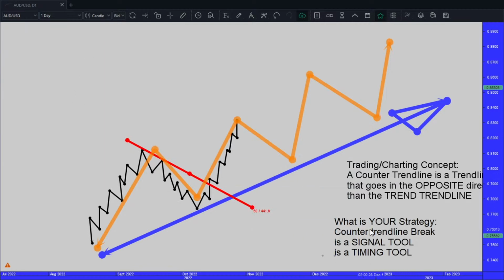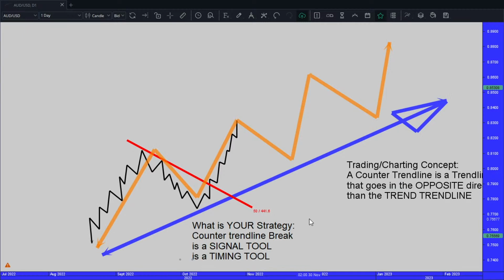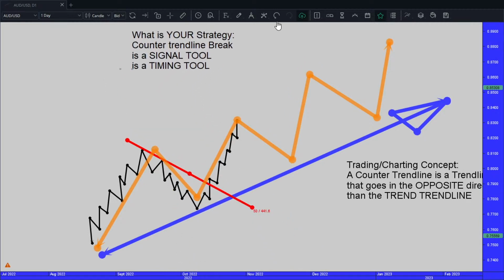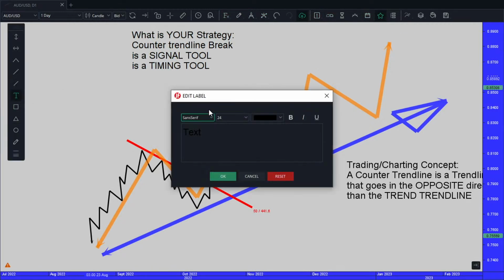Okay, so if you are going to use a counter trend line, we are going to check the charts in a second, everybody. Exactly. It's a signal tool, it's a timing tool. Okay, one more. There is no right or wrong, you can use it in your strategy. Counter trend line break, counter trend line break. Yes, you can use it. Give me a second, everybody. You can use it.